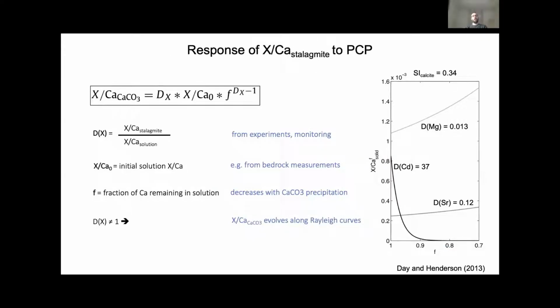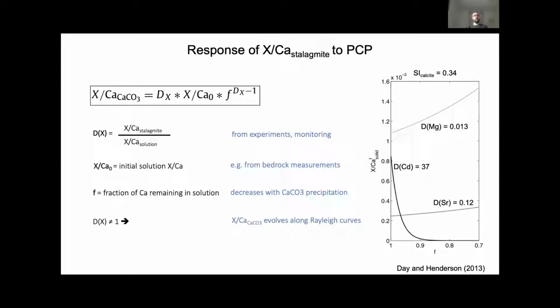So, a brief introduction to the mechanism involved here. It's that equation in the top left-hand corner. We have the trace element, which is represented by X. The trace element to calcium ratio is controlled by a small number of factors. First, D_X, which is the partition coefficient, and it's simply a measure of whether the element X wants to be incorporated in the solid or the solution. In order to understand the evolution of the trace element to calcium ratio, we also need to know the value of the initial solution, that is, the value of the trace element to calcium ratio prior to calcite precipitating from the solution. And the variable F is simply the fraction of calcium remaining in solution.